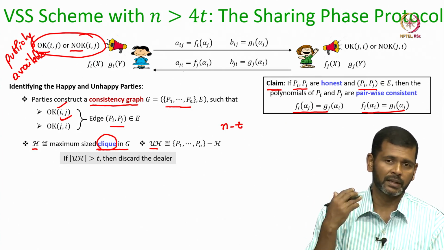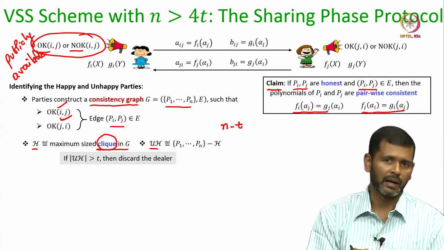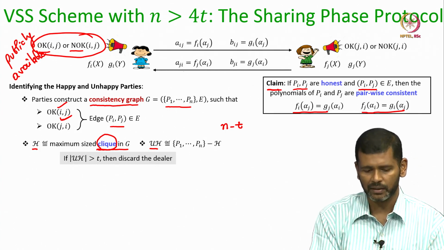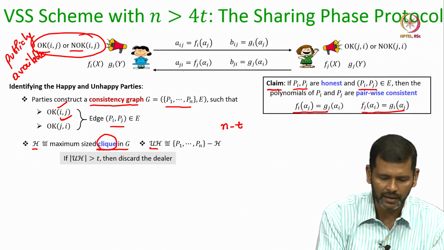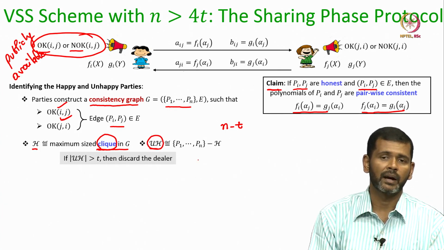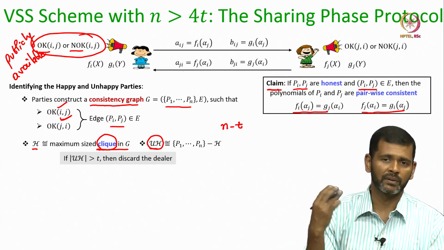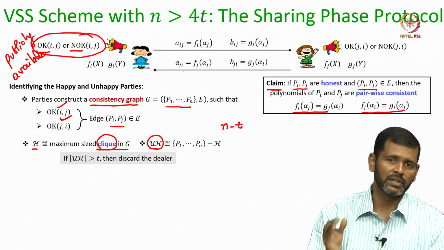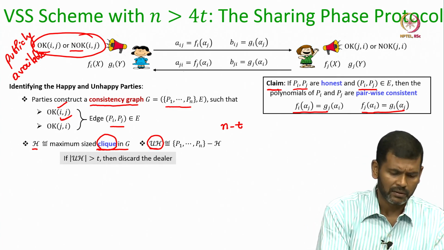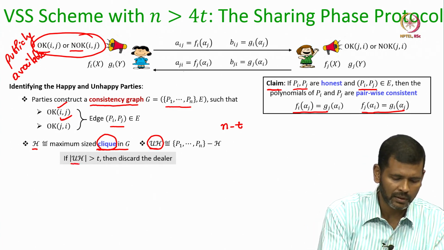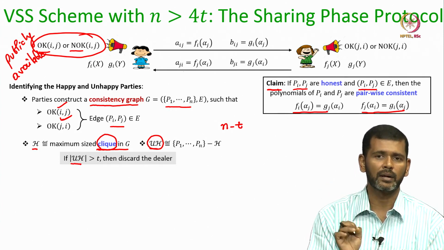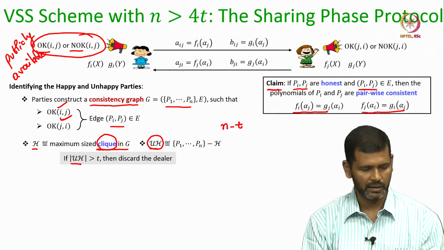Only the potentially corrupt parties can be unhappy, and how many corrupt parties are there in the system? There are up to t corrupt parties. So, that is why the cardinality of the set of unhappy parties for an honest dealer will be at most t. It never crosses t, and that is why an honest dealer will never get discarded because of this sanity check. That shows that if the number of unhappy parties is more than t, then definitely the dealer is corrupt, and so it is safe to discard the dealer.